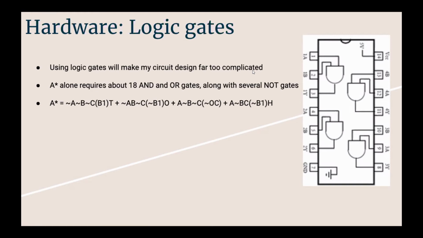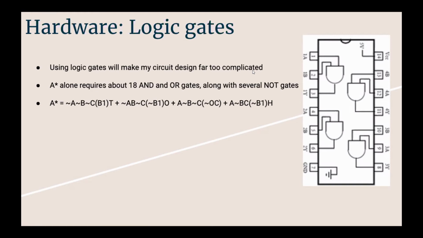My next state A alone requires about 18 AND gates and OR gates, along with several NOT gates. Sorry, can I just ask, these eyebrow signs, are they the NOT sign? Oh, yes. Sorry about that. I should have specified. Yes, they are NOT. All right, fair enough. Thank you.